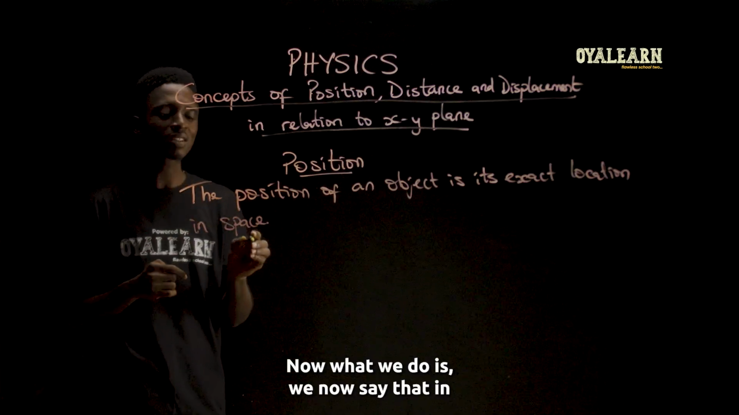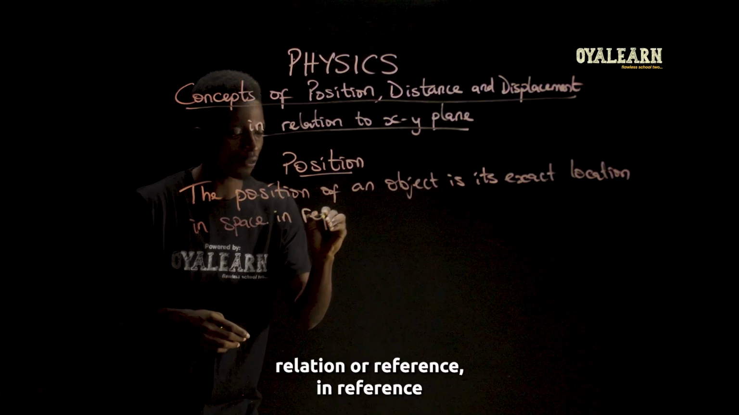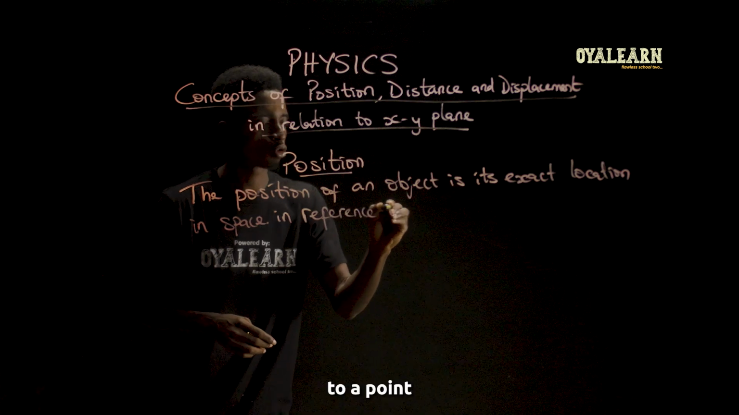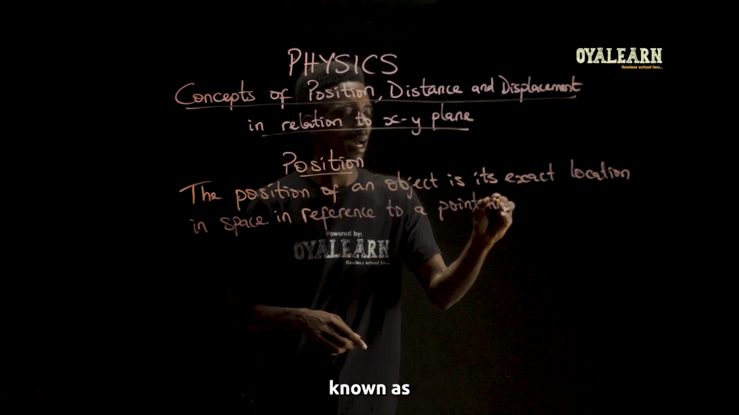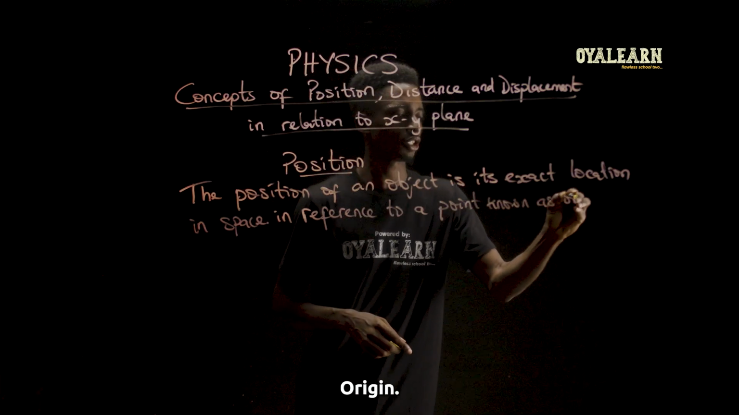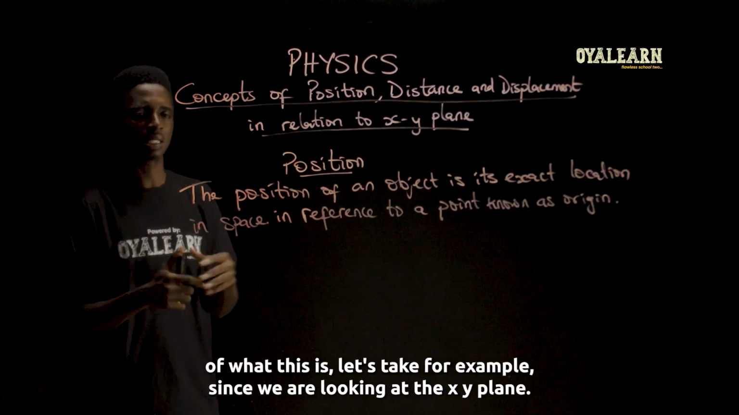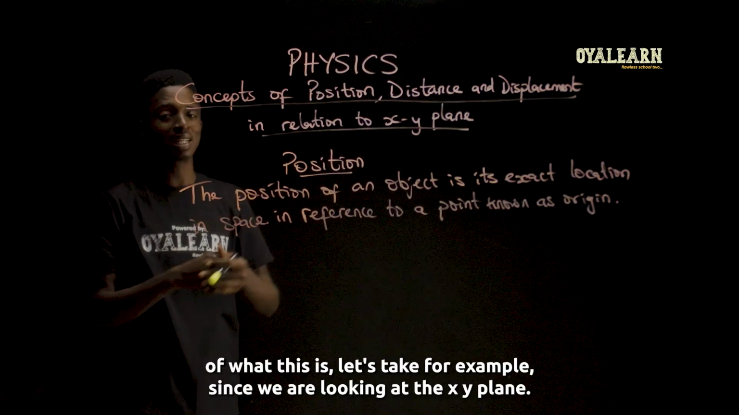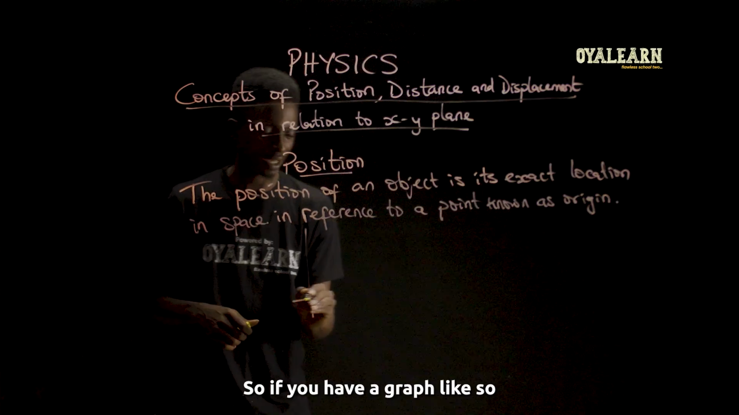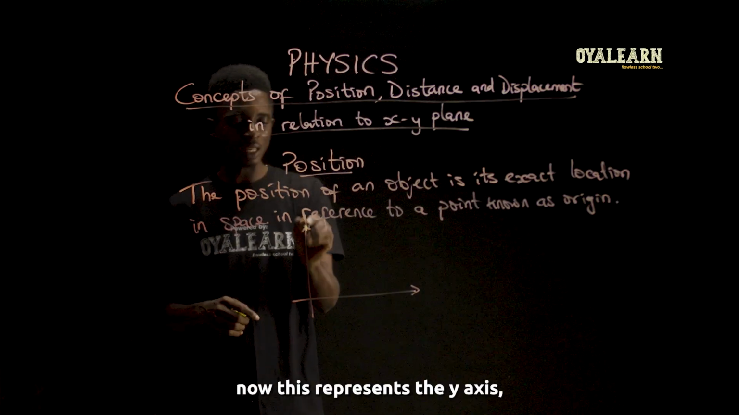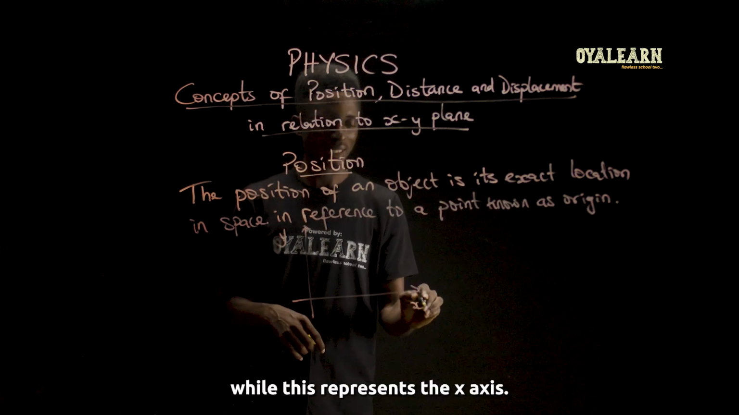Now, what we do is we say that it is in relation or reference to a point known as the origin. To get the meaning of what this is, since we are looking at the XY plane, let's draw what the XY plane looks like. So if you have a graph like so, this represents the y-axis, while this represents the x-axis.